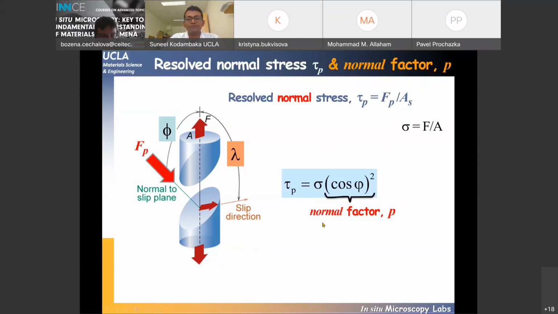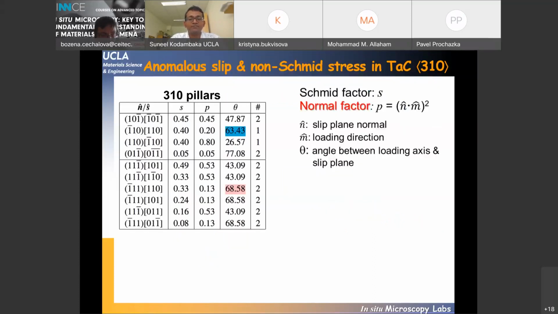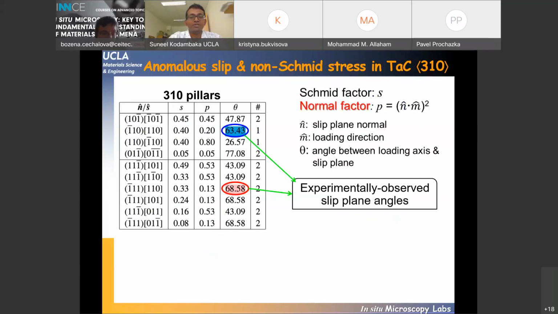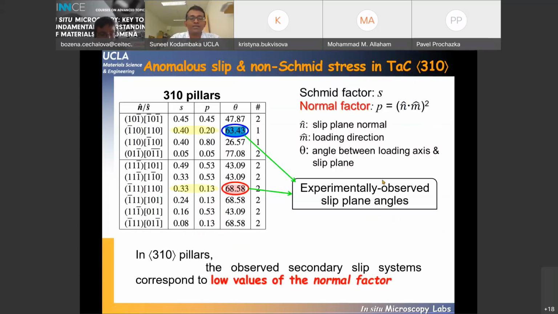And so we refer to the geometrical factor associated with the orientation for a given slip system by this term P. We can identify the angles that give rise to this. Without going into all the details here, it suffices to say that we can explain the experimentally observed orientations and attribute this to the normal stress component.